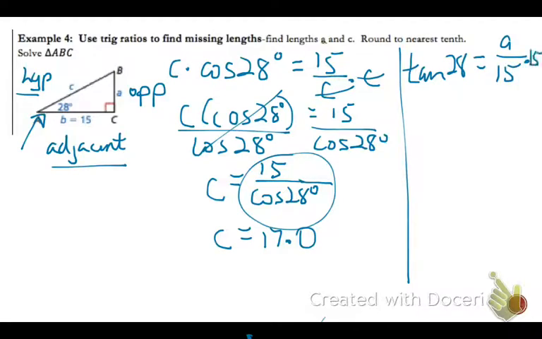So now I'm going to multiply both sides by 15. So A is going to equal, this time we'll take 15 times the tangent of 28 degrees. So on your calculator right now, type 15 times tangent of 28, which will round to 8.0.